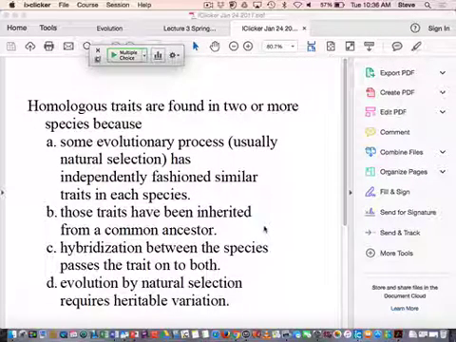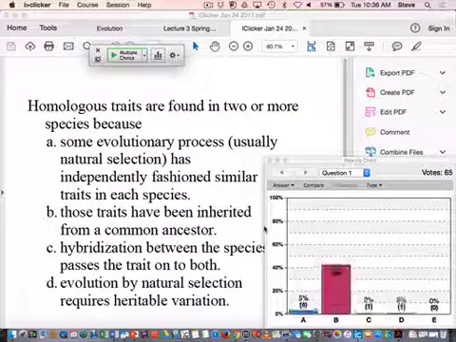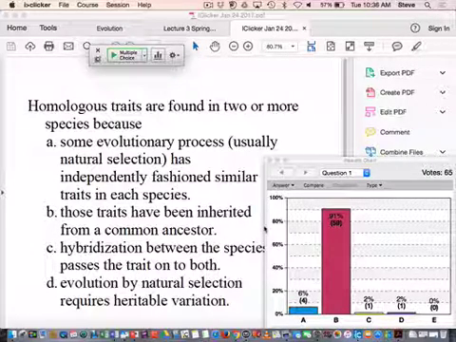What's the answer? B. That was really easy, right? Was that easy? Let's see. Yep. Okay, good. So remember, some evolutionary process that has independently fashioned traits would be analogy. Okay, so kind of keep the homology and analogy separate. So that was pretty straightforward.